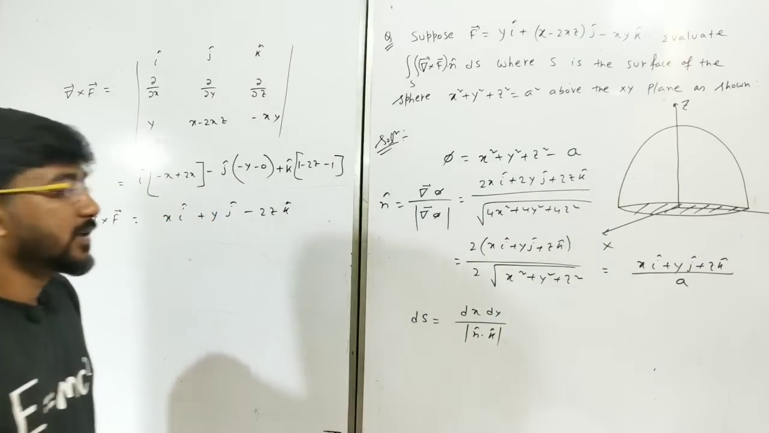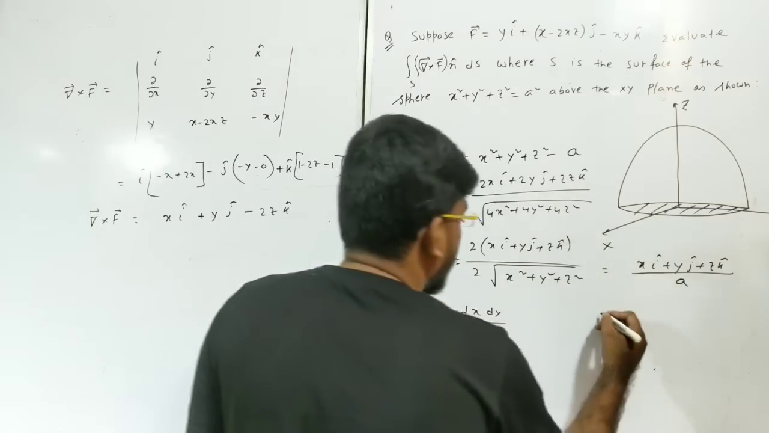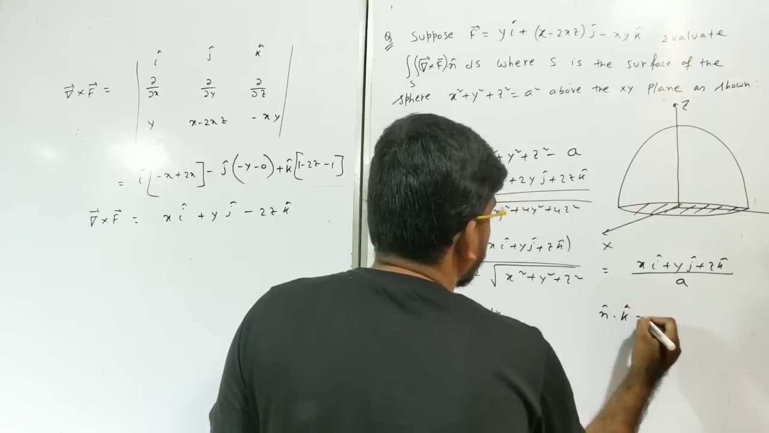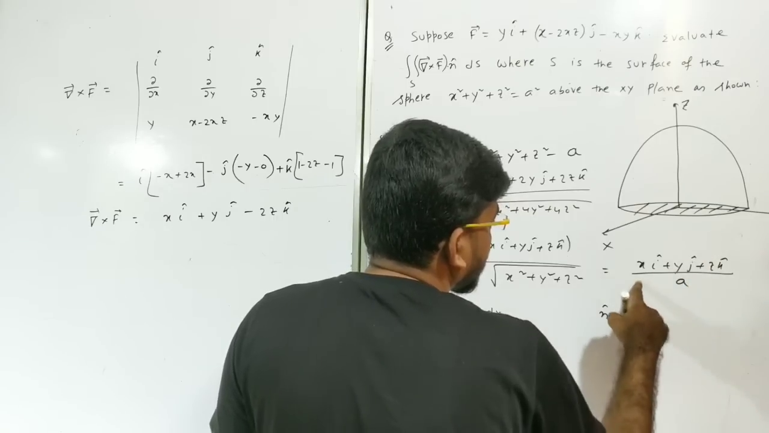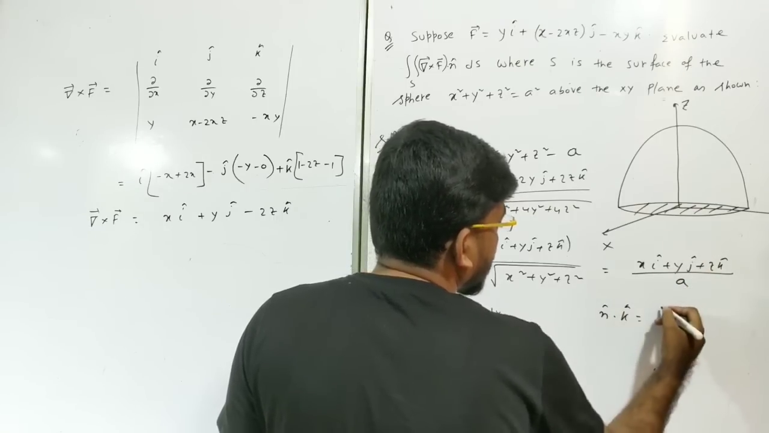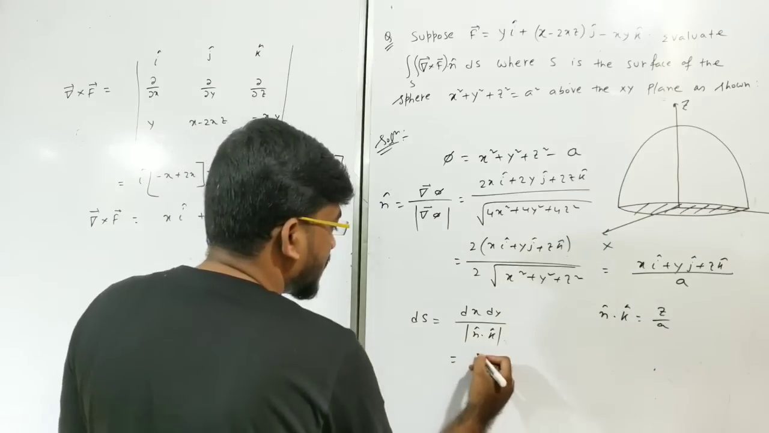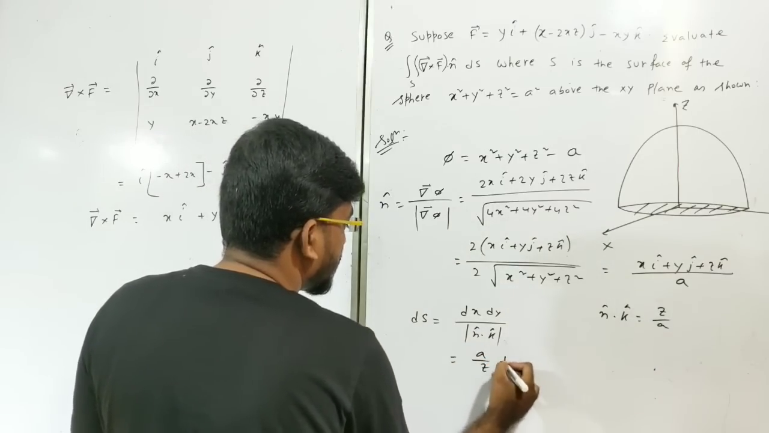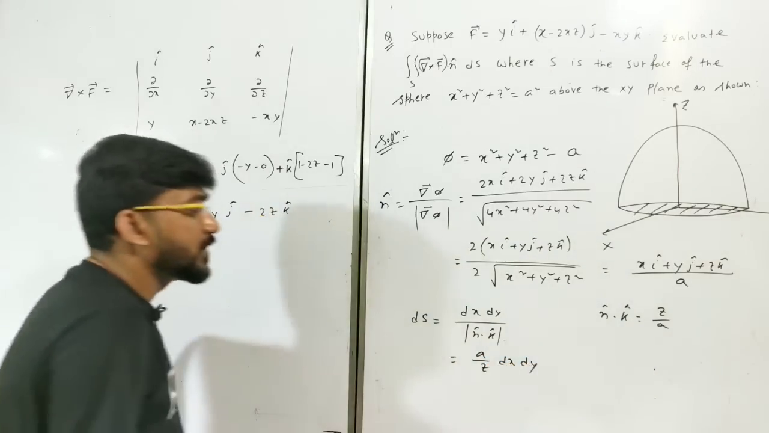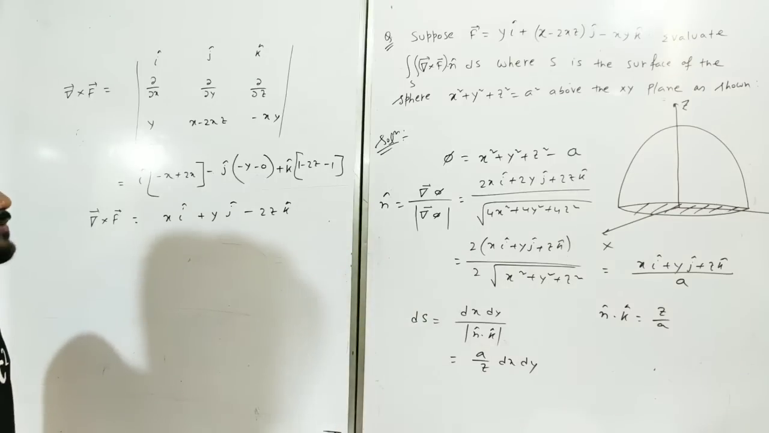So we need n dot k also. So you will get n dot k is equal to z by a. So ds will be a by z into dx dy.